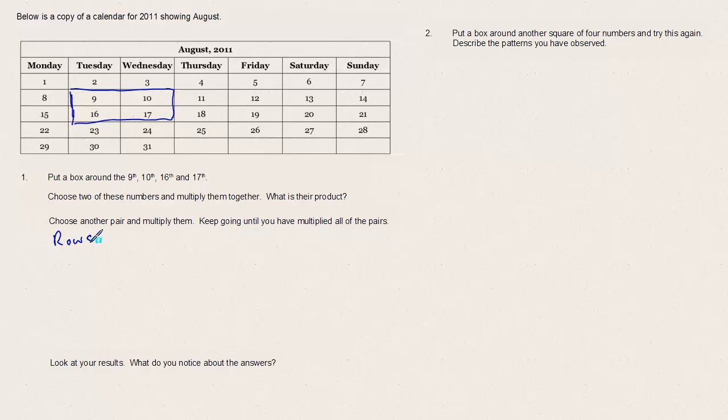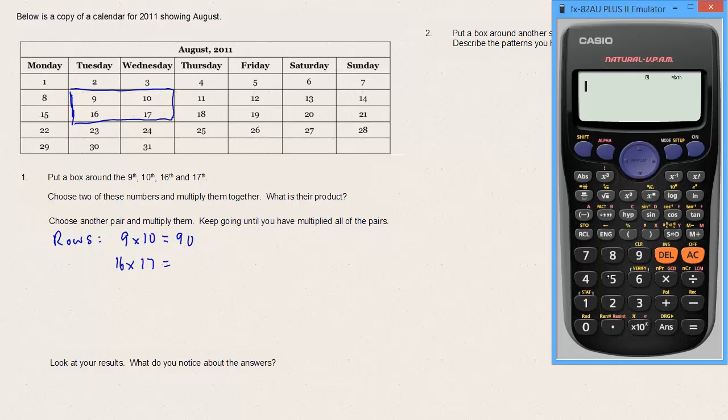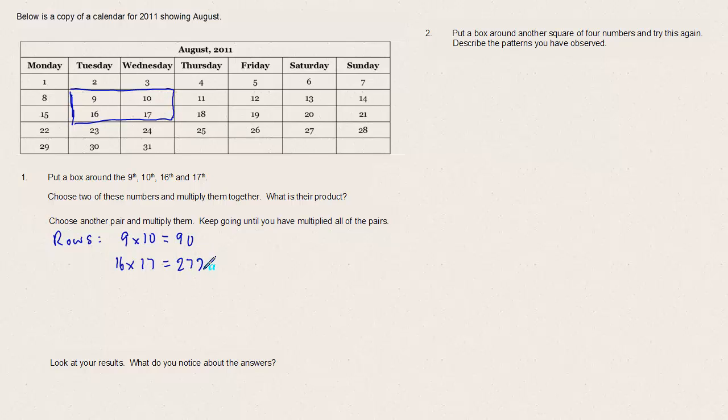So let's look at what happens with rows. I've got 9 times 10 is 90, and then I've got 16 times 17. We're allowed a calculator, so let's just use it. 16 times 17 is 272. Then if we go for columns, we're going to do 9 times 16. I happen to know that's 144. And then we've got 10 times 17, which is 170.